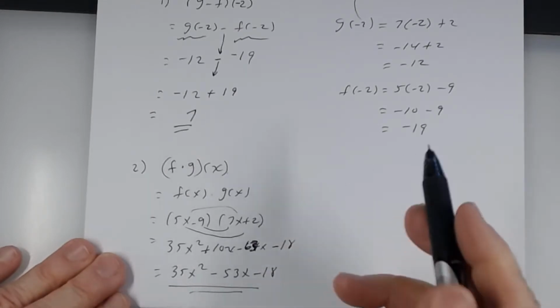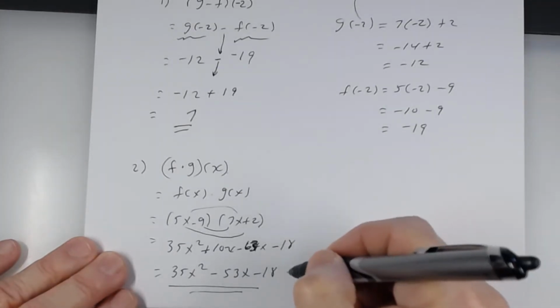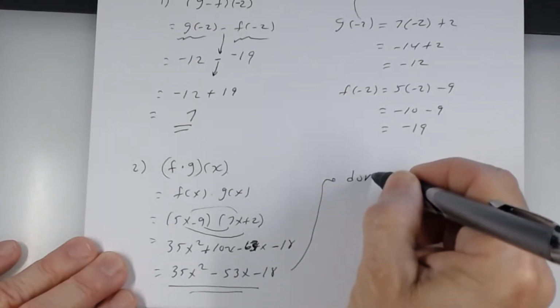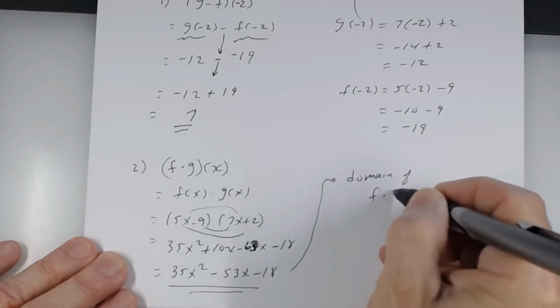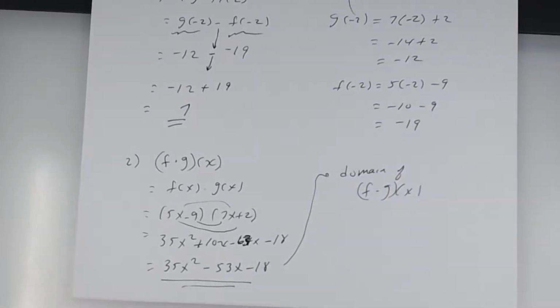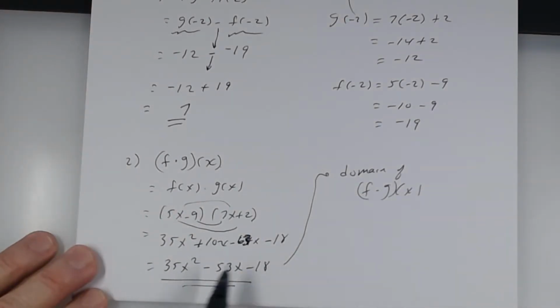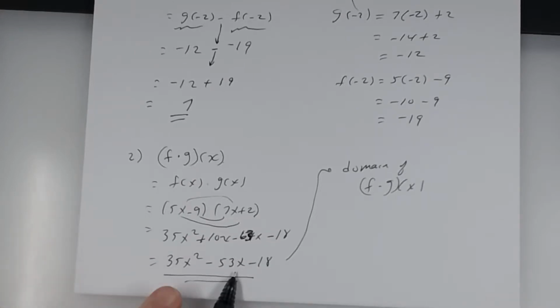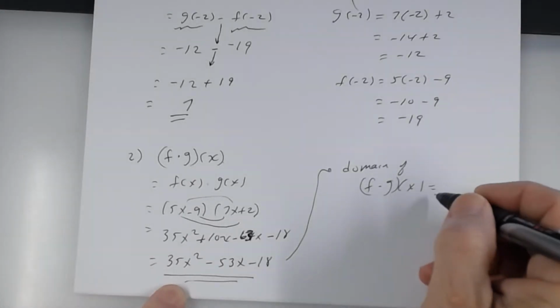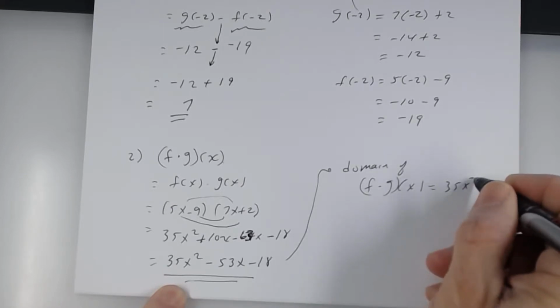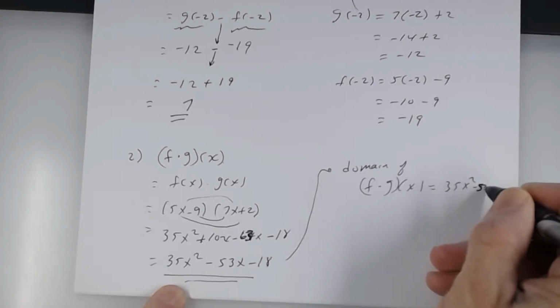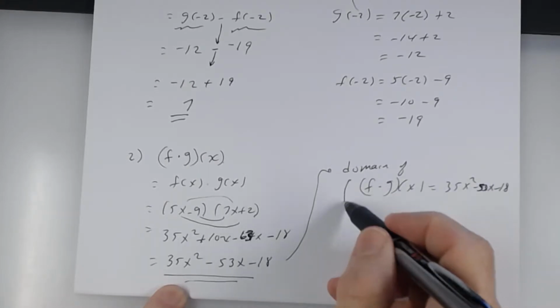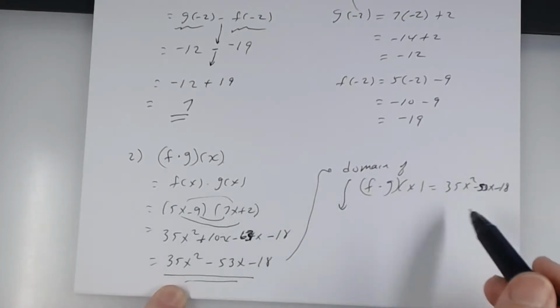Now, one of the things you also talked about was this. What if I asked you to find the domain of f times g at x? Well, what's the domain of f times g at x? All right, so you're saying it's all real numbers? Now remember, when I say this, I mean this right here, which equals this. But you're saying the domain of this is all real numbers. Why is it all real numbers?